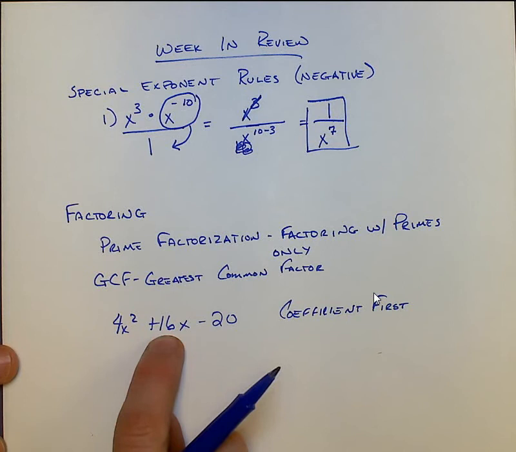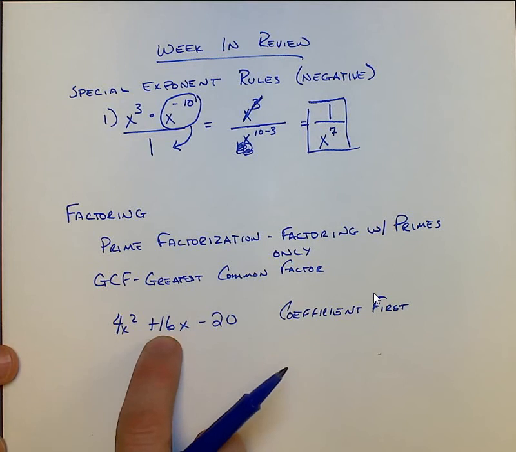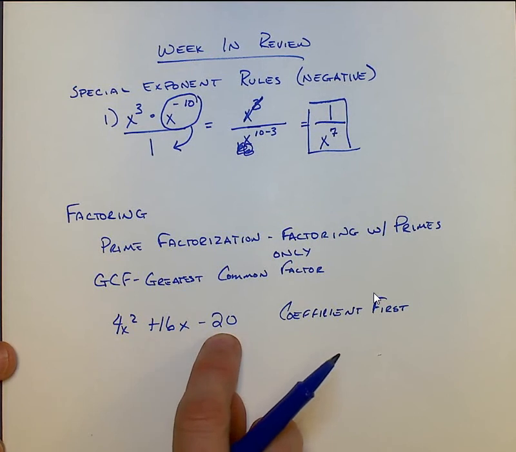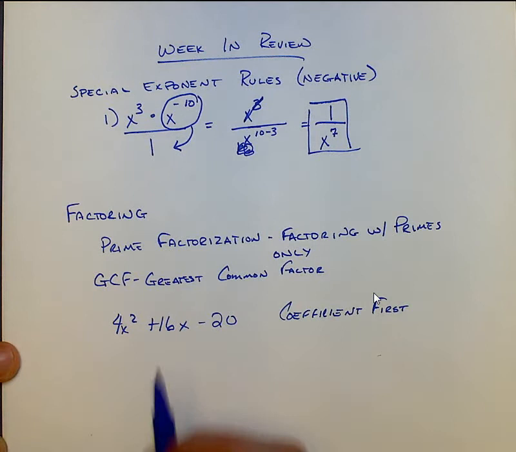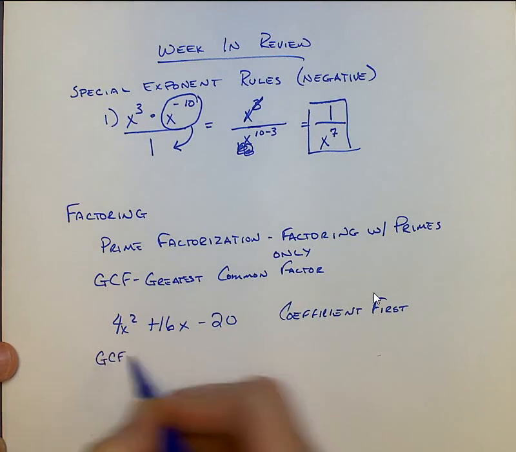I'm sorry, let me start over. Factors of 4 are 4 and 1 and 2 and 2. Factors of 16 are 4 and 4 and 2 and 8 and 1 and 16. And then I look at my constant. My constant has factors of 4 and 5, 2 and 10, and 1 and 20. So all of them have a common factor of 4.